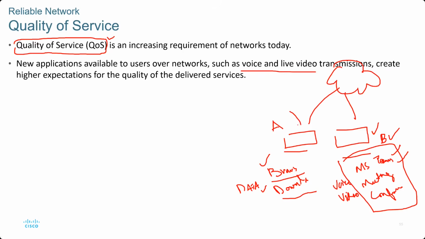You can configure quality of service on these devices, on switches and routers, where you prioritize voice or IP and video data over the normal data, so that if there is congestion and bandwidth or speed limitation, which one takes priority? Your voice and video takes priority, so that they don't have issues. That's quality of service.